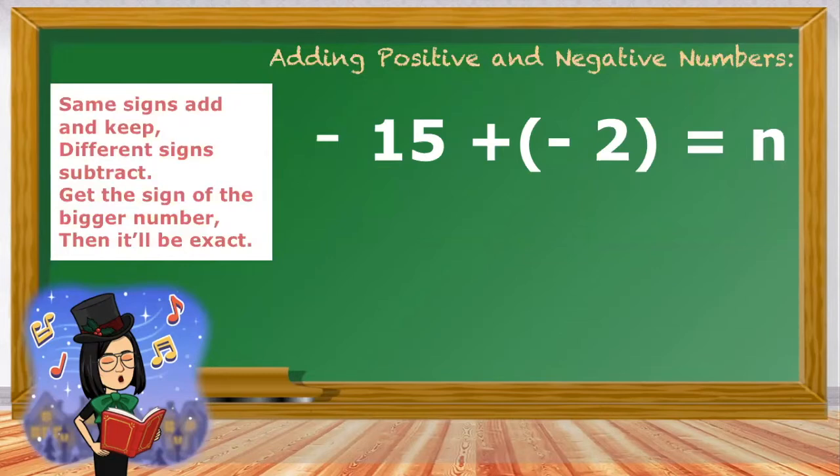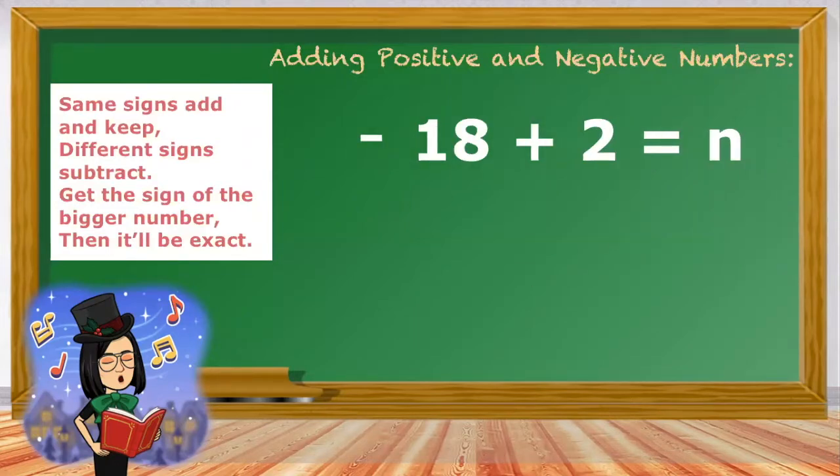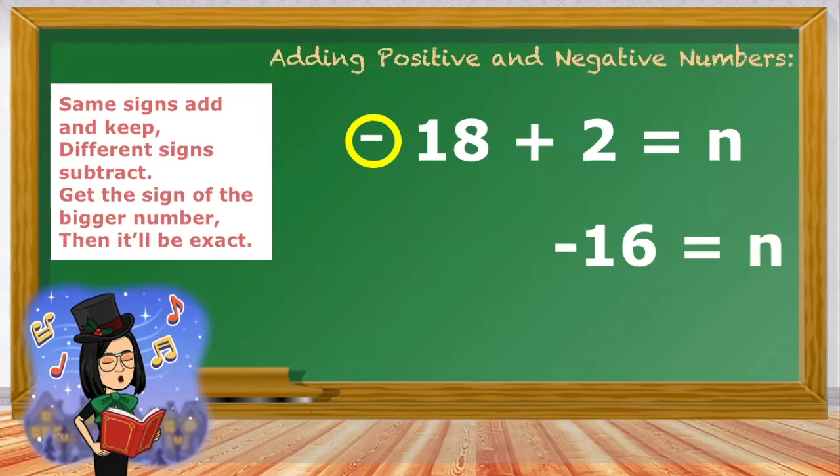Let's go to the next number. Negative 15 plus negative 2 is equal to n. Same signs, add and keep. What is the answer? Negative 17. Good job. How about negative 18 plus 2? They have different signs. So, of course, we subtract, and follow the sign of the bigger number. So, our answer here is negative 16.